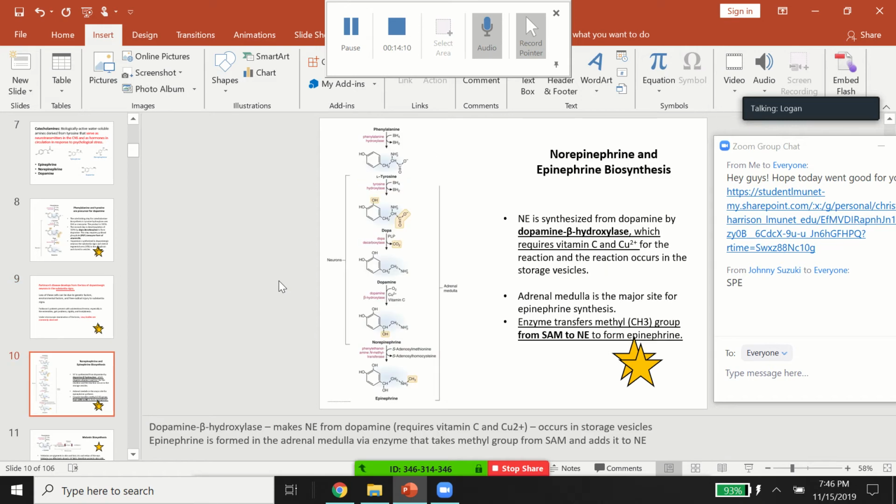Anyway, on to the next bit. So norepinephrine and epinephrine biosynthesis. So this is kind of like an added on step to the one we've kind of already talked about here. So notice that this is basically a continuation of that other picture.